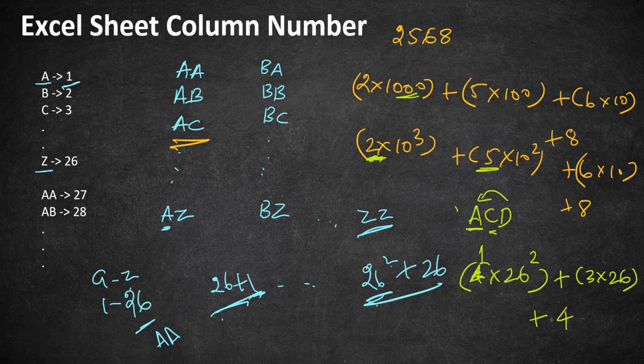If suppose we have a B in front of these three, then we should add B's value, which is 2, into 26 power 3. This is how we are going to convert our column titles to numbers. Hope you're understanding this logic. So let's get into the code now.